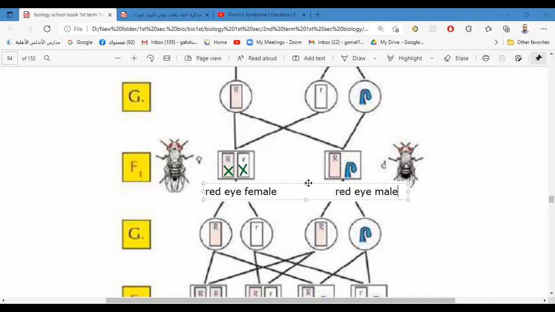So now we have 100% red color, and 50% males and 50% females. This is the first generation, F1. Look at the second generation, and we'll see why there is a difference between Mendel and this case, the sex-linked trait. If we cross these two, a red-eyed male and a red-eyed female, what is the result? We'll see now.